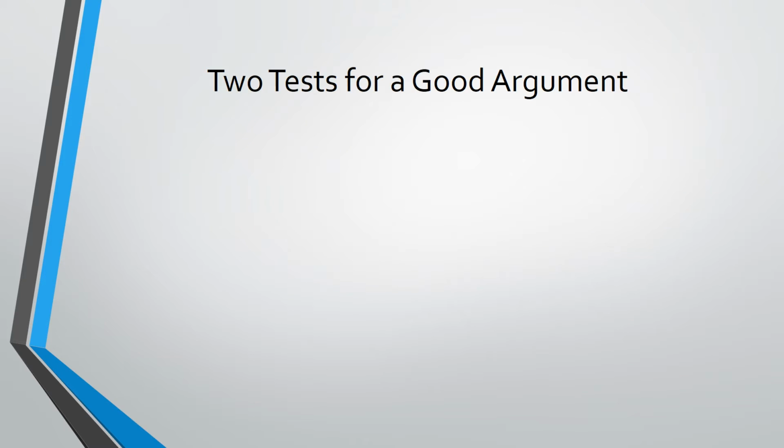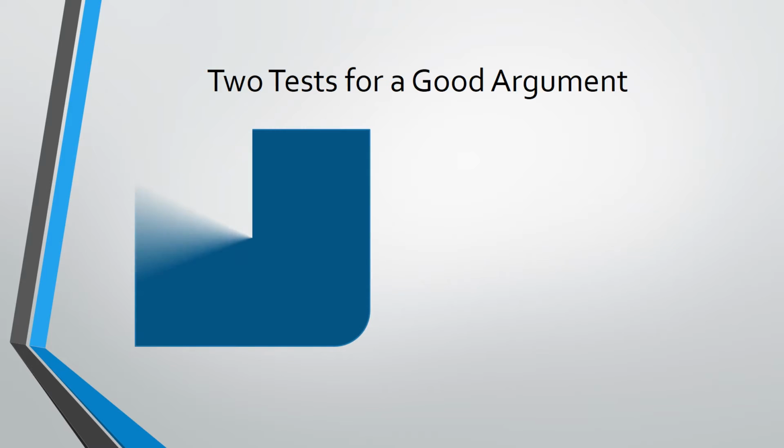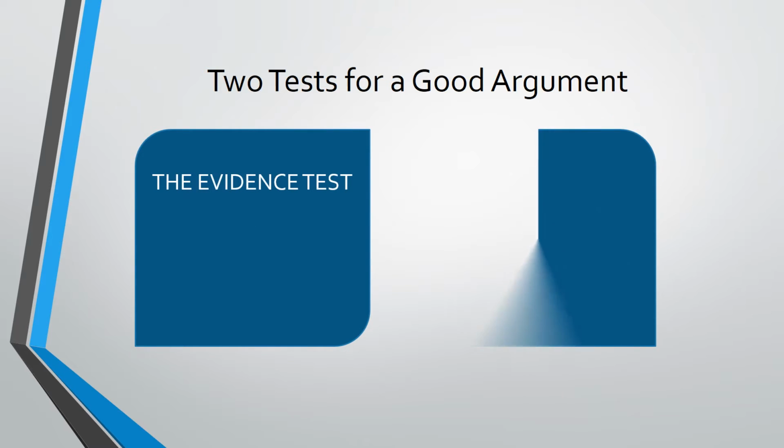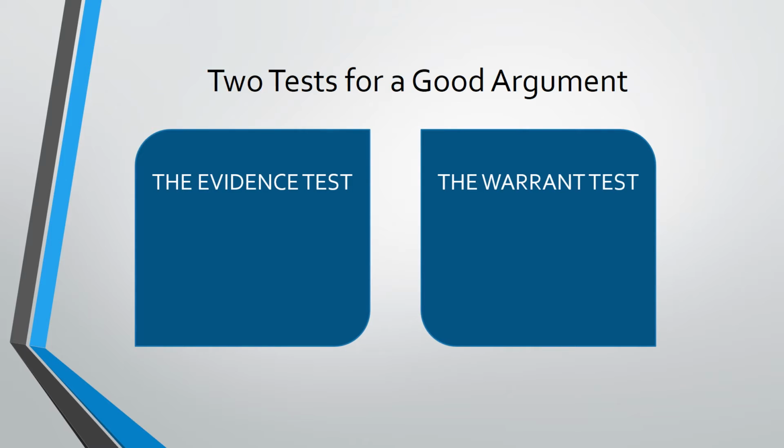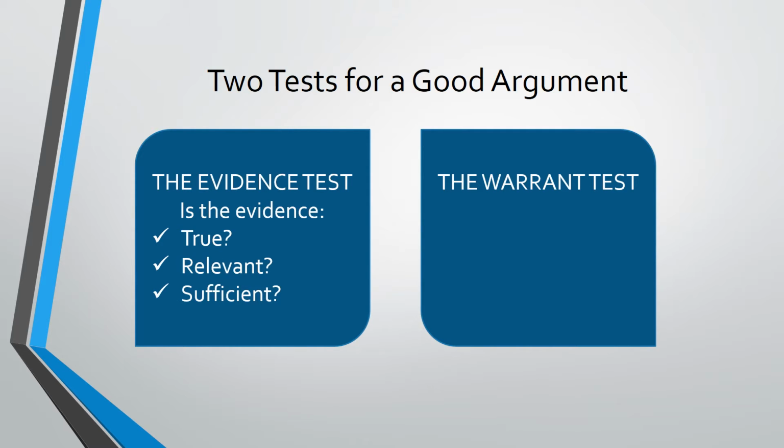There are 2 tests for a good argument, and those 2 tests address the evidence and the warrant of the argument. In fact, the tests are called the evidence test and the warrant test. See, you thought this was going to be hard. The evidence test asks of the evidence if it is true, relevant, and sufficient.